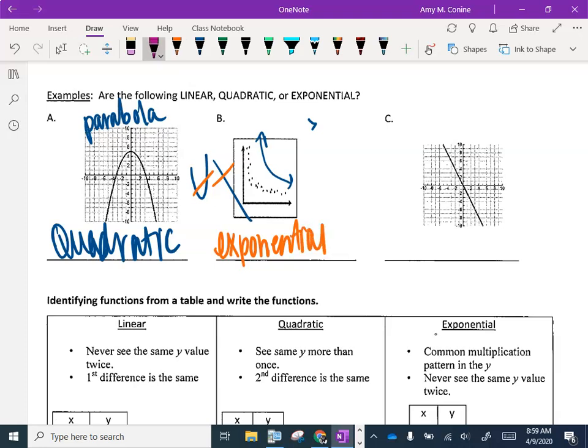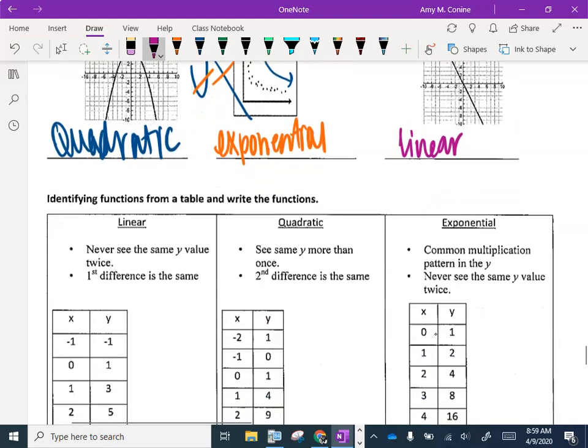And then our last one, it's just a straight line. A straight line is always linear. Always, always, always. It's not curved up or down. It doesn't rise or fall like your exponential. So you should have linear. All right, and then identifying from the table.